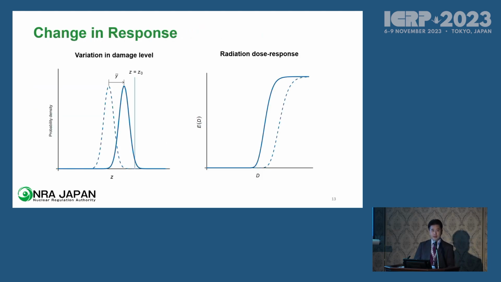Under this assumption, the distribution of the damage level simply shifts right by y bar, as shown in the left graph. The dotted line shows the damage level with radiation exposure alone. No one exceeds the clinical threshold G0 in this figure, but most sensitive individuals reach the threshold as shown in the solid line when the contribution of other factors is added. This means that an exposure to smaller doses of radiation could cause the disease. Consequently, in the right panel, the dose response curve shifts left from the dotted line to the solid line.